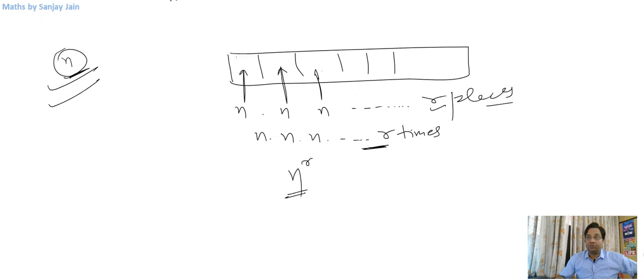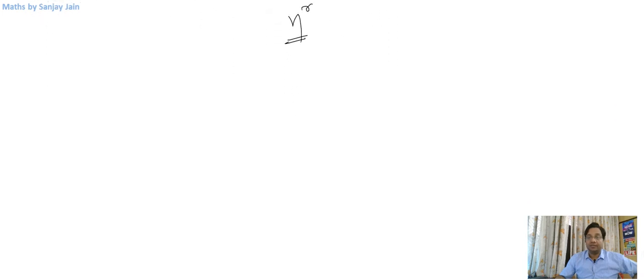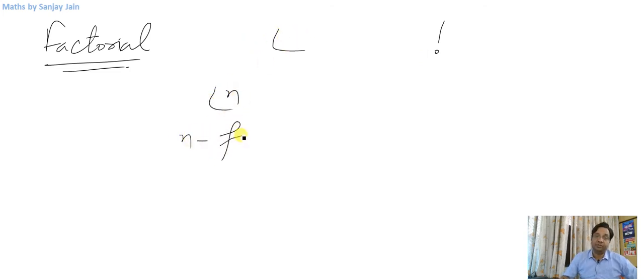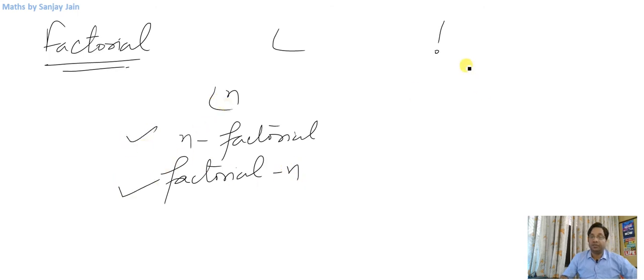Now let us talk about another thing in this lecture, which is factorial notation. Factorial is denoted by this or this symbol. So if I write this, it means n factorial, or we also call it factorial n. Another way of writing n factorial or factorial n is this. So either you write it this way or this way, both are correct. These are the symbols.